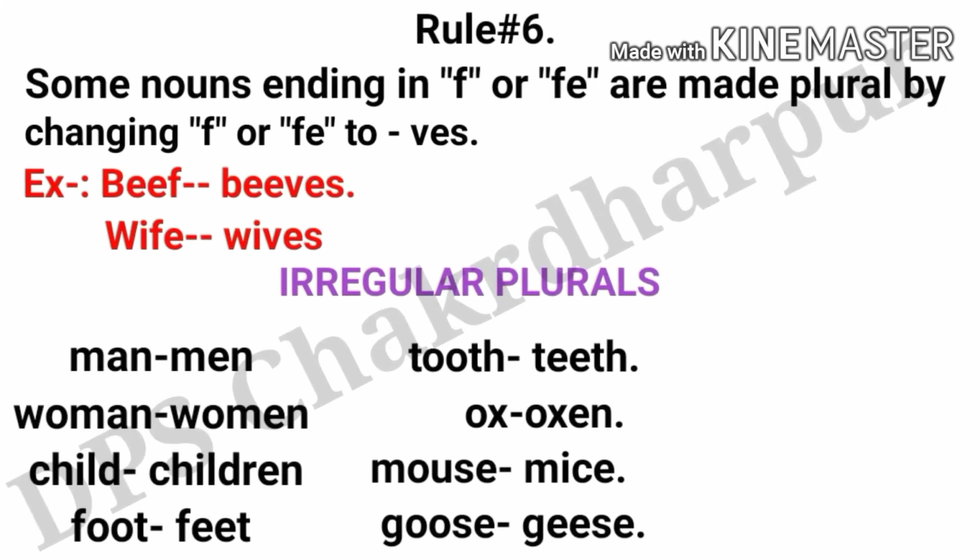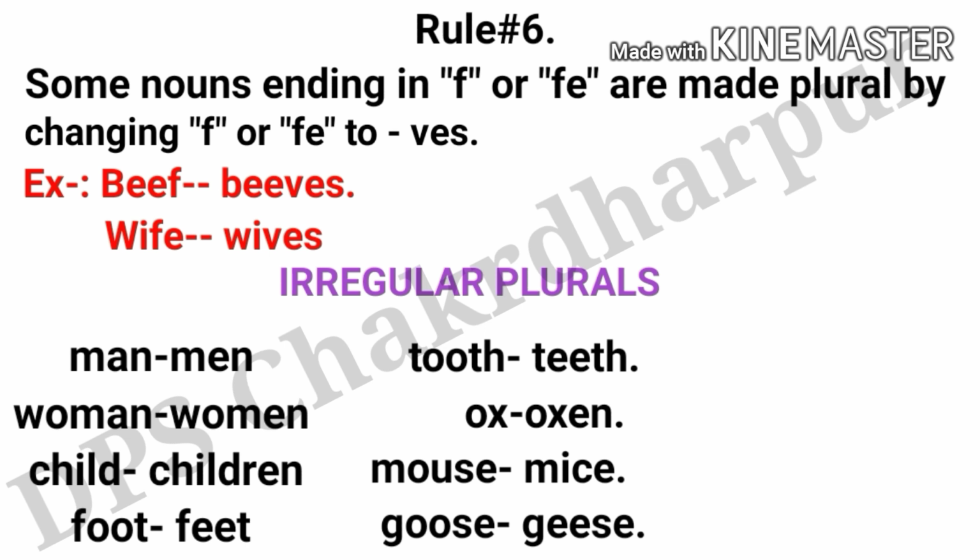Welcome guys once again. So let's see the sixth rule of this noun number. So what is your sixth rule? Some nouns ending in f or fe are made plural by changing f or fe to ves. So examples are wife, wives; wolf, wolves.